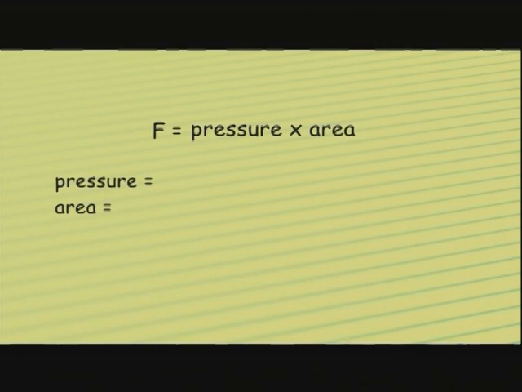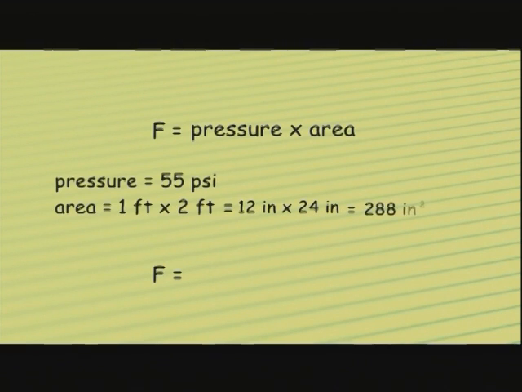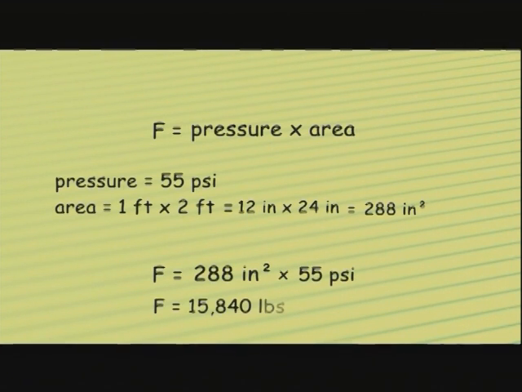Let's try another pressure calculation. If there was a pressure of 55 psi on a surface that is 1 foot by 2 feet, what is the force on the surface? Now keep in mind, the pressure is in units of psi and the area is in units of feet. So we need to do a unit conversion of feet to inches. Our area is then 12 inches by 24 inches, or 288 square inches. So now we can take the area times 55 psi pressure, and that gives us 15,840 pounds of force.